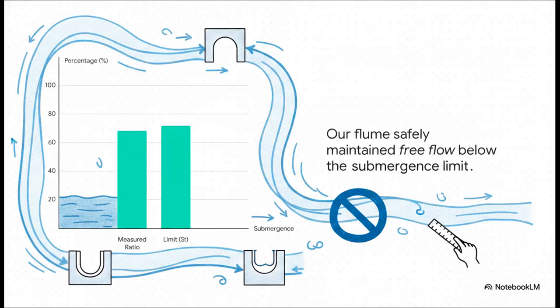Let's look at our demo data to make sure we were safe. Our downstream depth was measured at 0.139 meters. We divide that by our upstream depth of 0.203 meters, multiply by 100, and we get a submergence ratio of 68.48%. Remember our transition limit was 72? Because 68.48 is safely below 72, we successfully confirmed that we maintained perfect, uninhibited free flow the entire time.